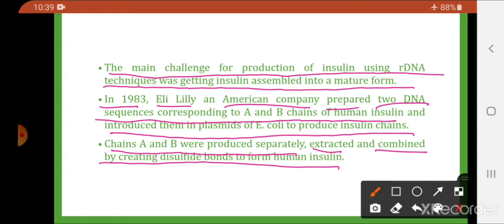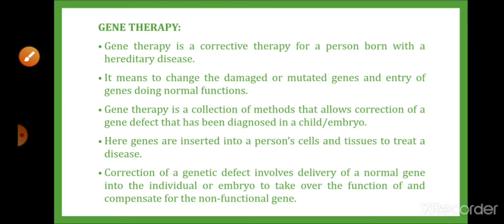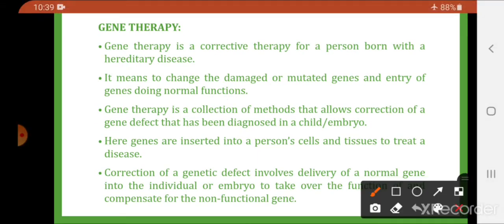सो ये दो चेन सेपरेटली प्रोड्यूस की गई थी. These separately produced chains were extracted and then combined by creating the disulfide bond to produce the human insulin. So that is how the therapeutic called insulin is produced through the recombinant DNA technology. Now how recombinant DNA technology is useful in gene therapy?